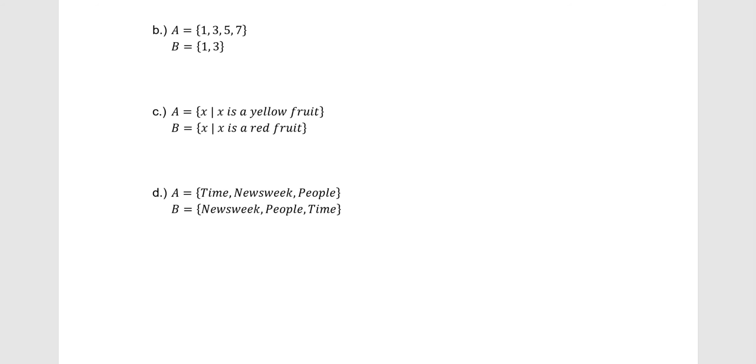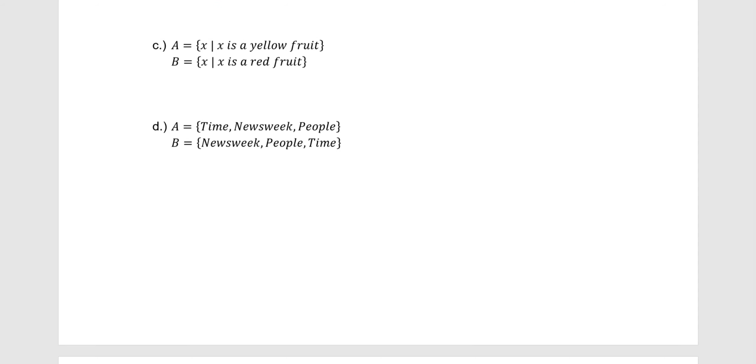Okay, for the next one here, we have the set A, which is 1, 3, 5, 7. And set B is the elements 1 and 3. So if we're trying to determine if set A is a subset of set B, we have to determine if all of the elements in set A are in set B. So we have a 1 and a 1, a 3 and a 3. However, set B does not have a 5 and a 7. So that means that A is not a subset of set B. So this time, set B is actually a subset of set A.